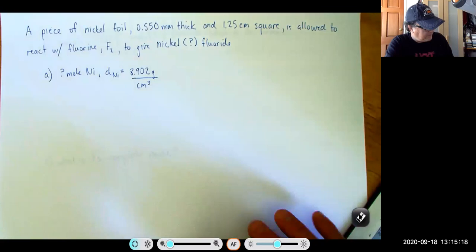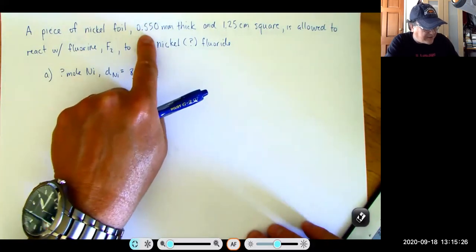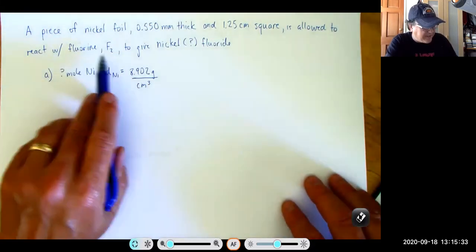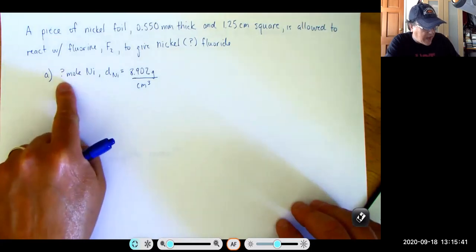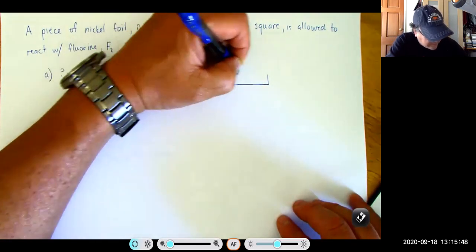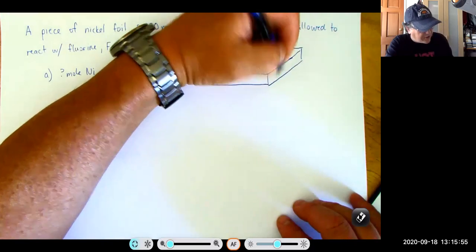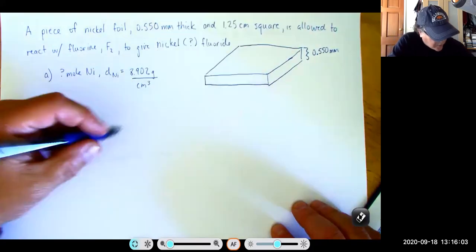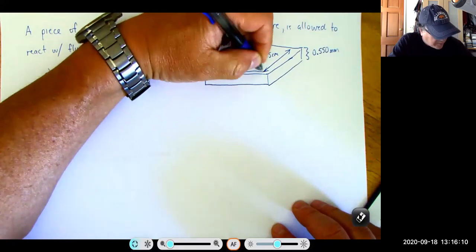Here's another good one. A piece of nickel foil is 0.550 millimeters thick and 1.25 centimeters square. It's allowed to react with fluorine to give nickel fluoride. The first question is, how many moles of nickel do you have in your square? So this is something where you might want to do something like this. So here's my square, and this is 0.550 millimeters. What is this length here? 1.25 centimeters. And this is 1.25 centimeters.